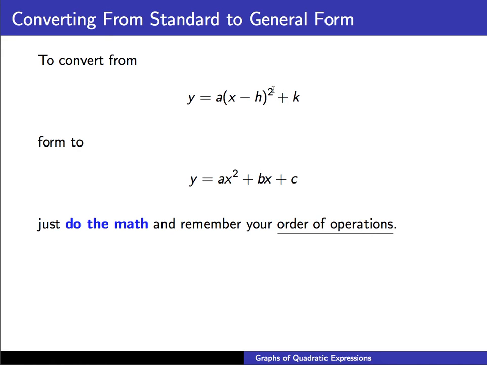So we're going to start by squaring what's in the parentheses. We'll just multiply by itself. Then we'll multiply by whatever a is. And then after that, we'll add whatever the value of k is. Again, your order of operations says first you have to square what's in parentheses, then distribute the value of a. So don't multiply through by whatever a is first and then square. Make sure you square and then do the multiplying.